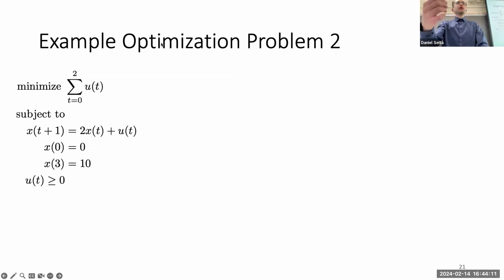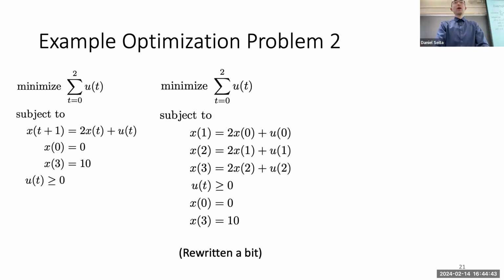So here's another example of an optimization problem. You minimize the sum of u of t, so you have 3 terms, u0 plus u1 plus u2, subject to these constraints. And again, I don't think this is a problem that anyone would care about. It's just meant to show you what it looks like, some example for you to see how to formulate it. If you want to rewrite it, this is the same way to rewrite it, but written out a little bit more explicitly this way.